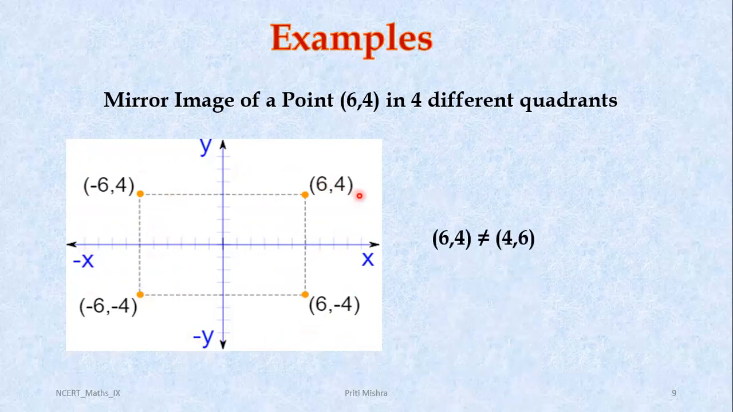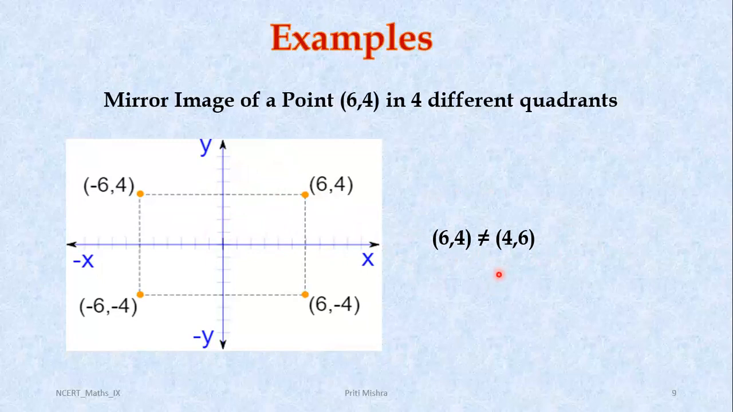Now I can show you here the point (6, 4), which you are seeing here. It is not equal to the point (4, 6). For (4, 6), you can have 4 and 6 towards the y-axis, so (4, 6) will be somewhere here. So (6, 4) can never be equal to (4, 6).